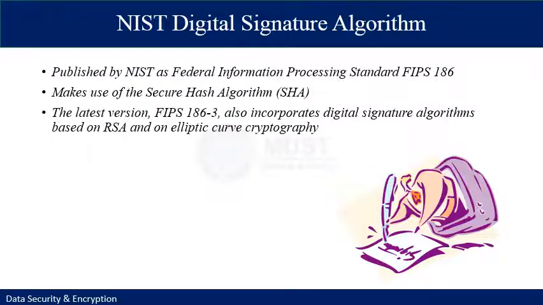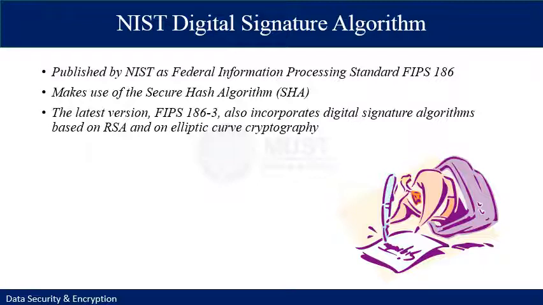Finally, the digital signature algorithm is proposed by the NIST, and it was published as a Federal Information Processing Standard, FIPS 186, and it makes use of a secure hash algorithm. So DSA was originally proposed in 1991 and revised in 1993 in response to the public feedback concerning the security of the scheme. There was a further minor revision in 1996.